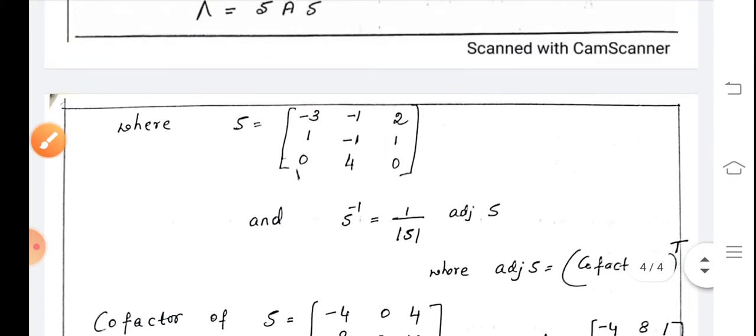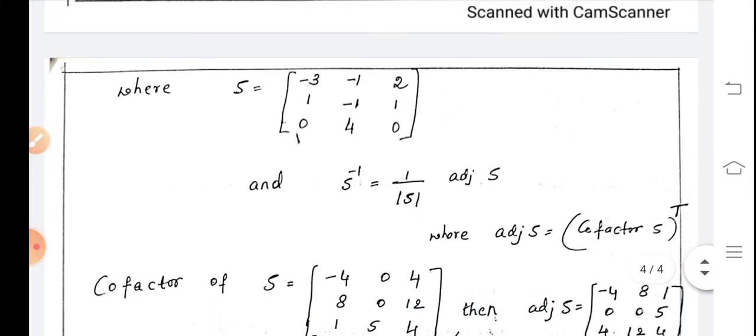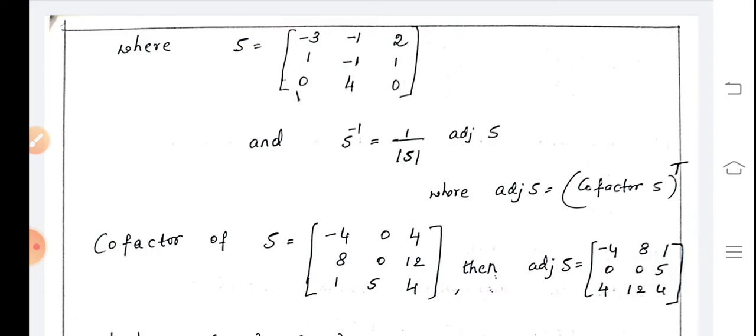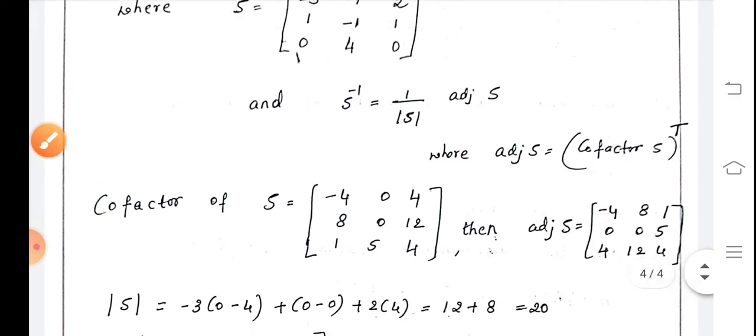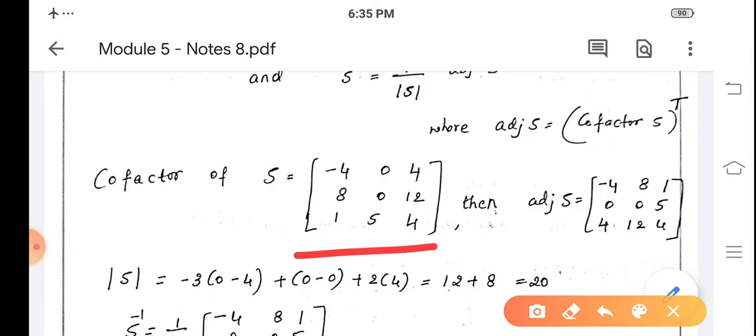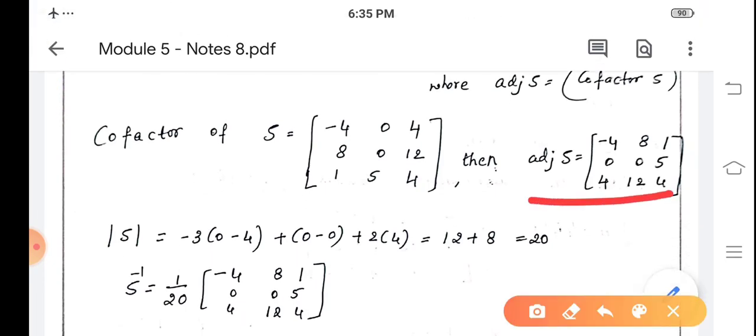Here we require S inverse. We have the formula S inverse is 1 by determinant S into adjoint S. First we find adjoint S. Adjoint S is the transpose of the cofactor of S. But we have already studied how to find the cofactor of a matrix. The cofactor of S is: first row -4, 0, 4, second row 8, 0, 12, and last row 1, 5, 4. Now adjoint of S is -4, 8, 1, 0, 0, 5, 4, 12, 4.